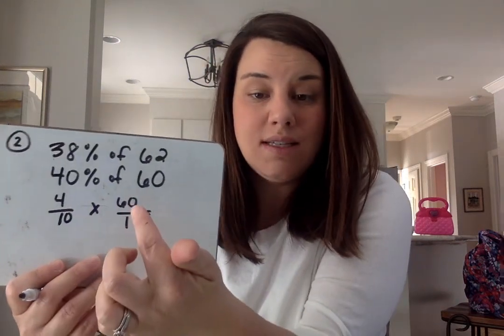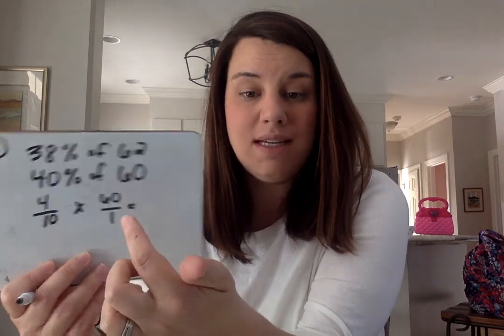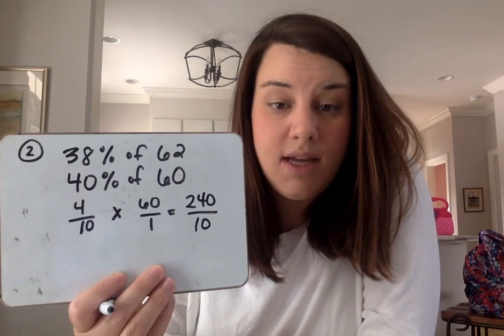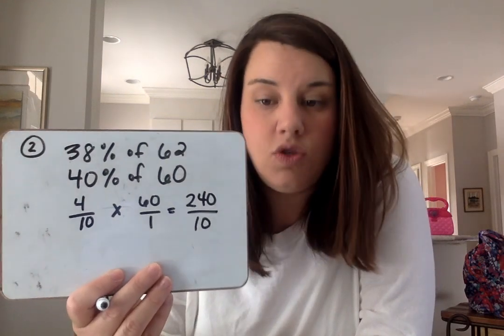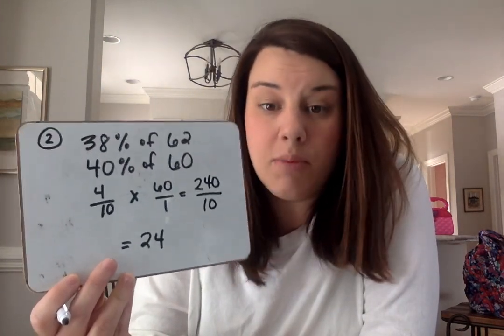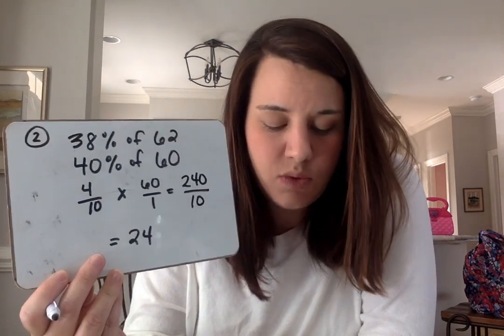So 4 times 6 is 24, so 4 times 60 would be 240. And then 10 times 1 is 10, so the bottom would be 10. And 240 divided by 10 gives you 24. So that really becomes a lot simpler if you want to estimate both numbers, and that's totally an option, okay? I'll do one more with you.